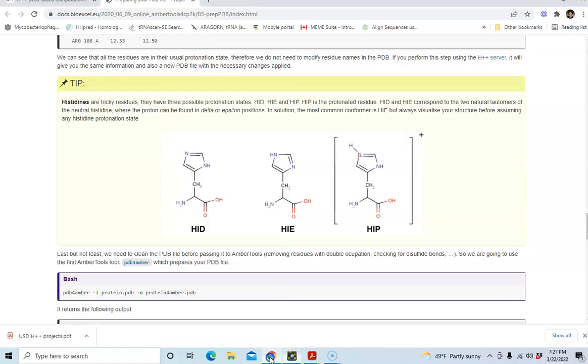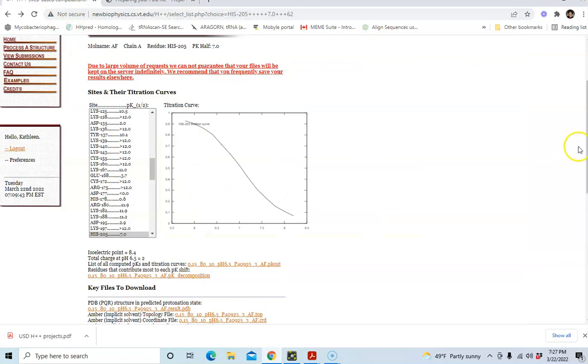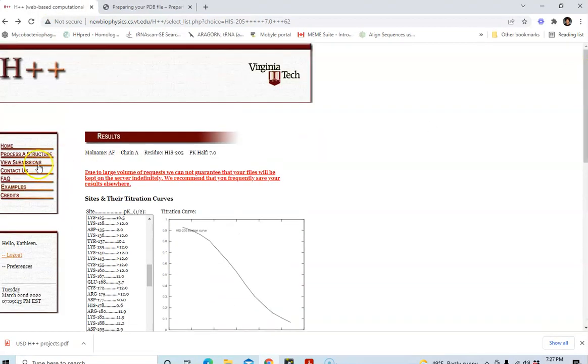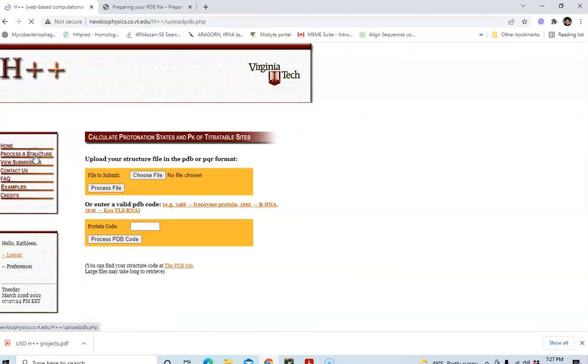So I'm going to go back to H++, and again, if you go under process the structure right here, there are lots of different virtual experiments that you can do with the wild type and with the mutant, and it would be very interesting to see what the differences are.